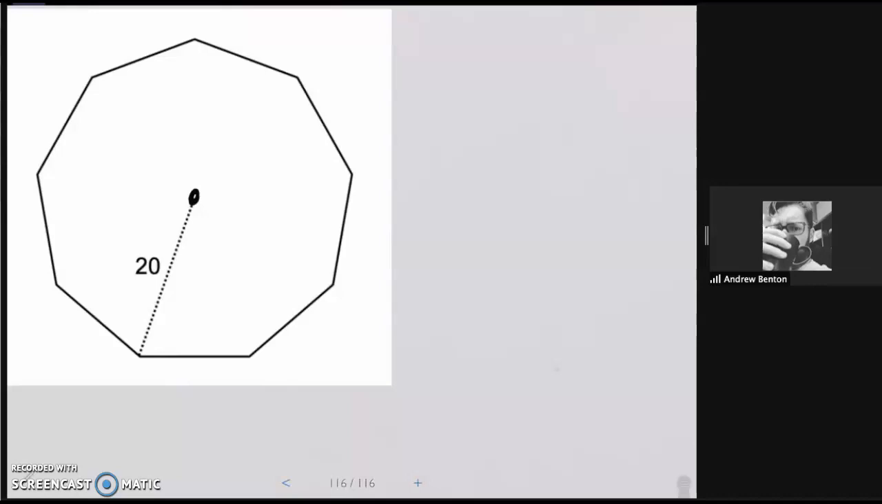This is a nonagon. 1, 2, 3, 4, 5, 6, 7, 8, 9 sides. So area of any regular shape is going to equal 1/2 times the apothem times the perimeter. And normally I would suggest to throw in whatever you know already, but actually you don't know anything. The only thing you know is that you have a radius of 20. So what we have to do is we have to make this triangle. And I'm actually going to find out the measure of the central angle.